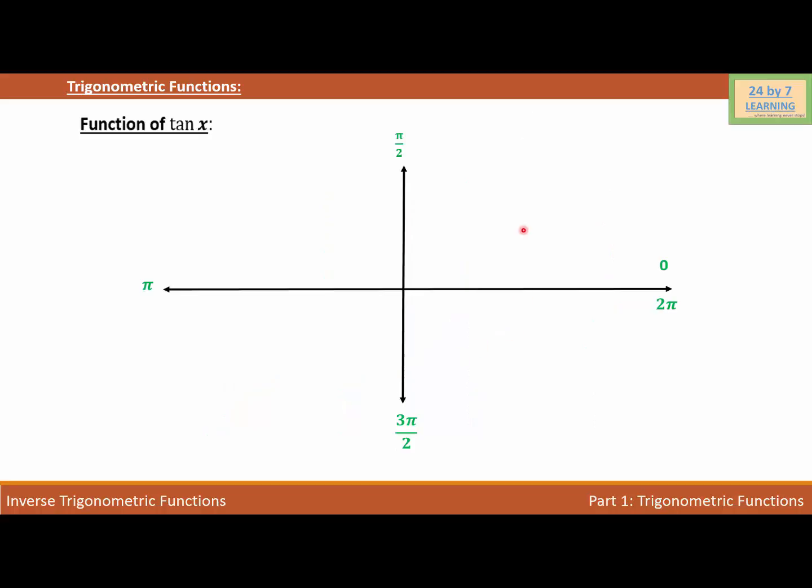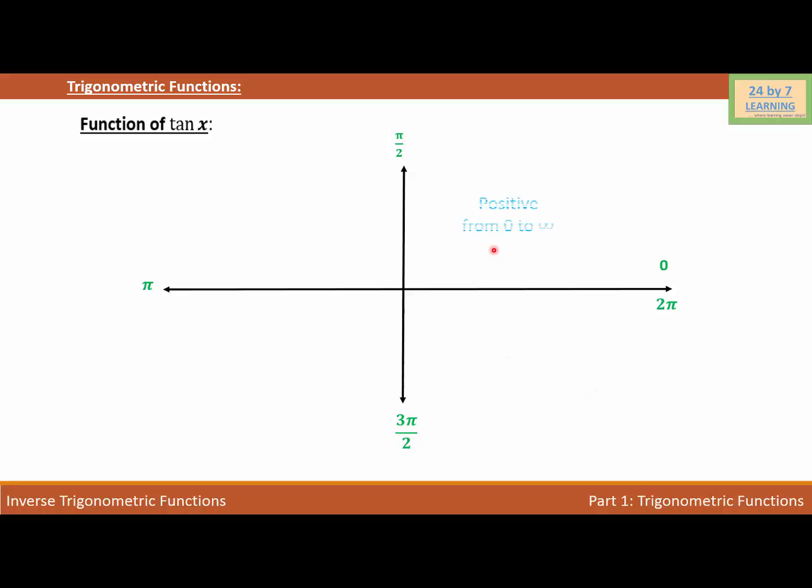So this is my first quadrant, this is my second quadrant, this is my third quadrant and fourth quadrant. We start here at 0 and go all the way to pi over 2 in the first quadrant, from pi over 2 to pi in the second quadrant, from pi to 3 pi over 2 in the third quadrant, and from 3 pi over 2 to 2 pi.